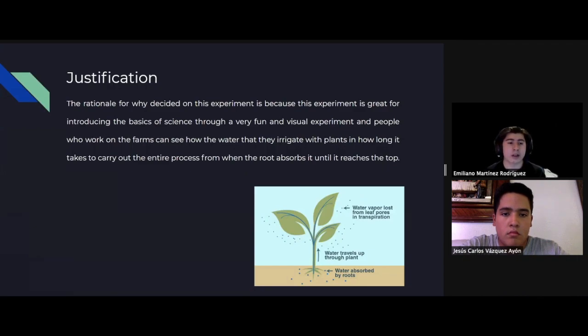Justification. The rationale for why we decided on this experiment is because it is great for introducing the basics of science through a very fun and visual experiment. And people who work on farms can see how the water that they irrigate the plants with, and how long it takes to carry out the entire process from when the roots absorb it until it reaches the top.